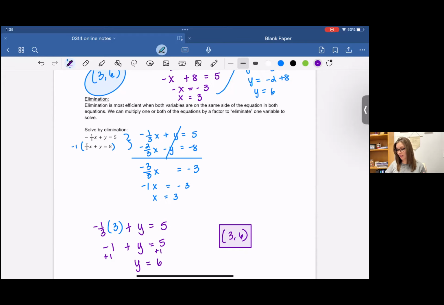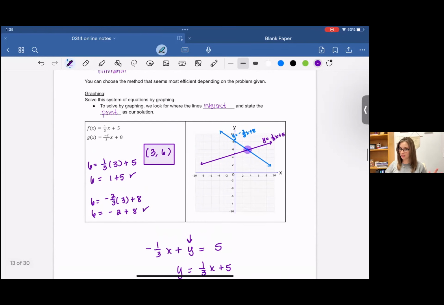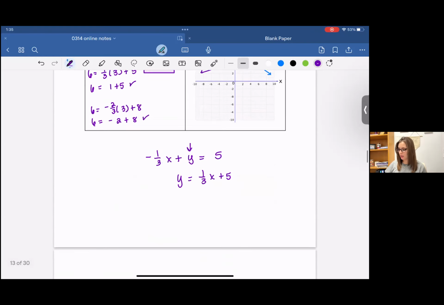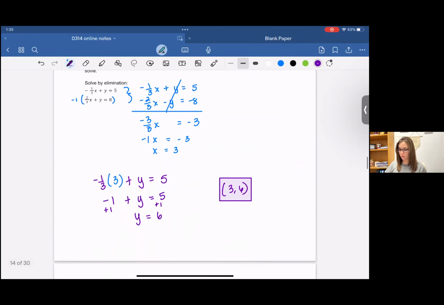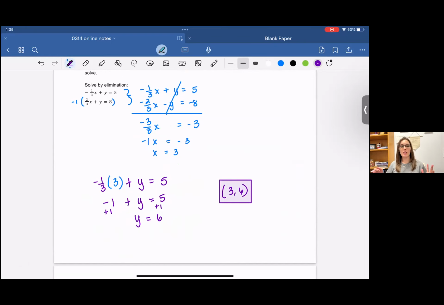We got the same exact answer, and it's always going to be that way. So that just goes to show that you can pick whatever method you want and solve that way, and you're going to get the same answer as if you had chosen substitution and I chose elimination, we're going to get the same answer.